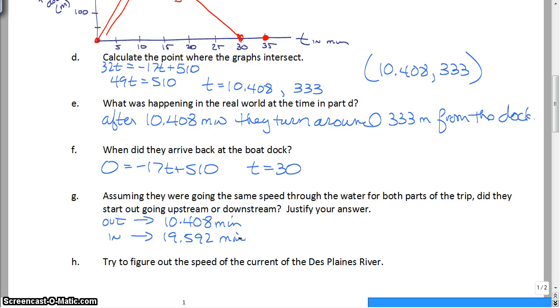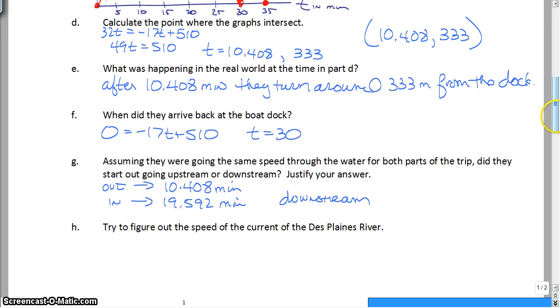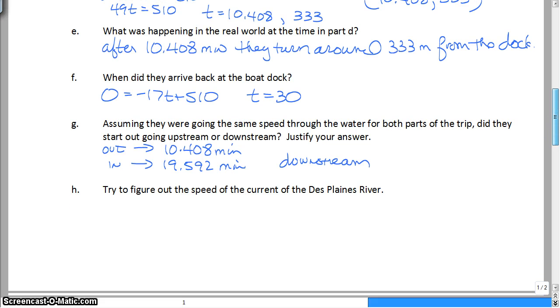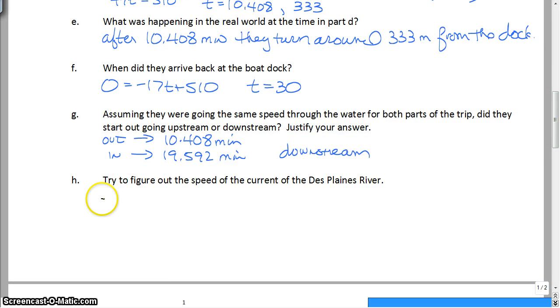So we could say that on the way out, they were going downstream, because they got there a lot faster. If you're trying to row against the current, it's going to take you a long time. So we're going to try to figure out the speed of the current. So remember, we know that D is equal to rate times time. So on our way out, D is equal to the rate of the river plus the current times t.